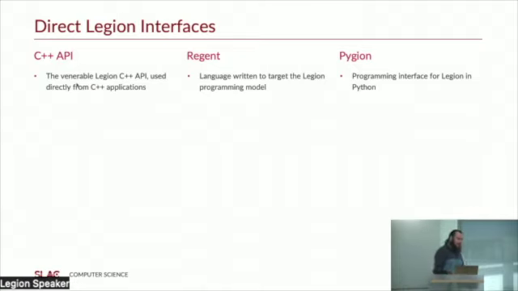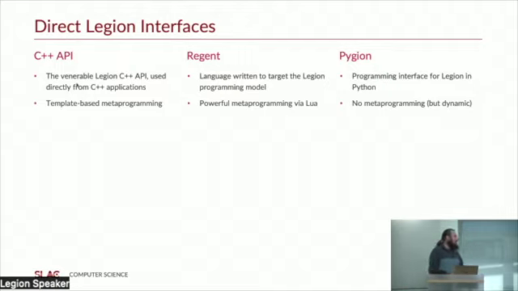Then there is Regent, which is a programming language. All of the concepts of Legion are directly represented as features in the language, and that comes with a bunch of benefits. And then Pygion is the same thing vaguely in Python. And being Python, we don't necessarily get quite as pretty a syntax, but it does vaguely the same thing. These come with different capabilities, like the metaprogramming differs.